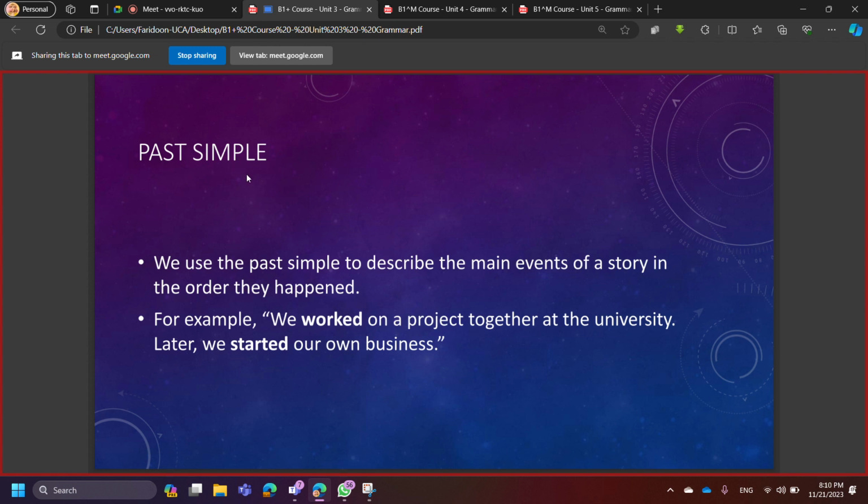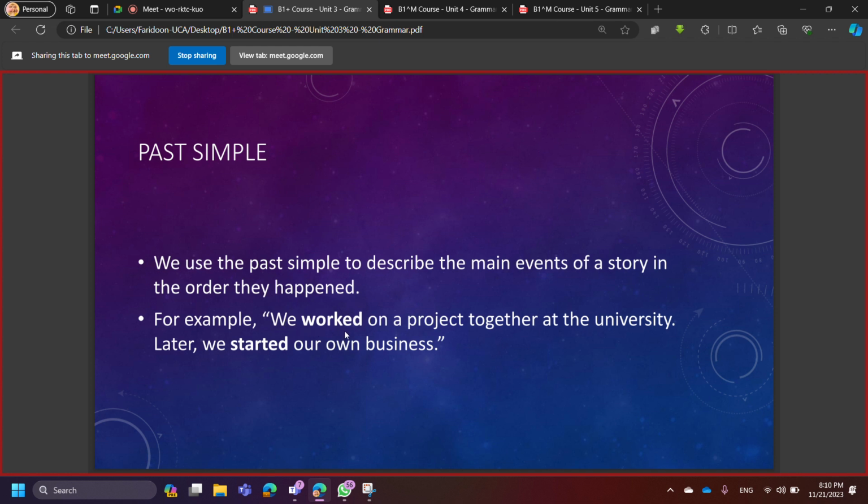So we are using the past simple, in the narrative tenses context, to describe the main events of a story. When you are telling a story and you want to say the main events, the ones that are the most important, we can use the past simple. The past simple also helps us talk about events in the order they happen, or in chronological order, meaning according to time. What happened first, what happened second. In that area, we can use the past simple.